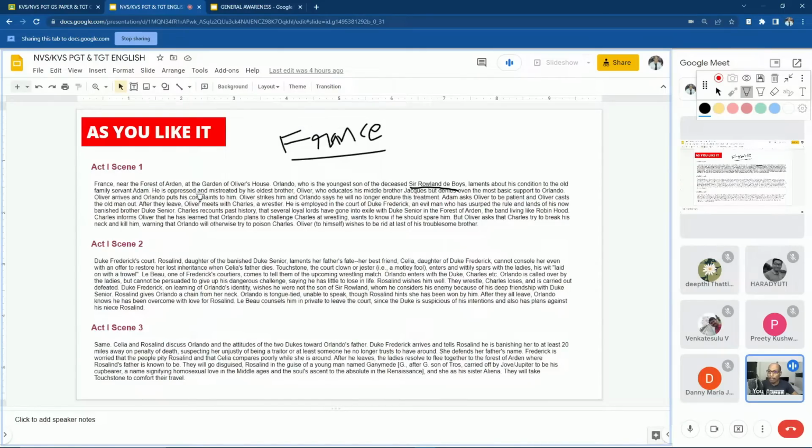He is oppressed and mistreated by his eldest brother Oliver, who educates his middle brother Jaques. So remember the names of the three brothers. Oliver is the eldest, Jaques is the middle, and Orlando is the youngest. When Sir Rowland de Boys died, Oliver became the head of the house and he mistreats his younger brother Orlando.